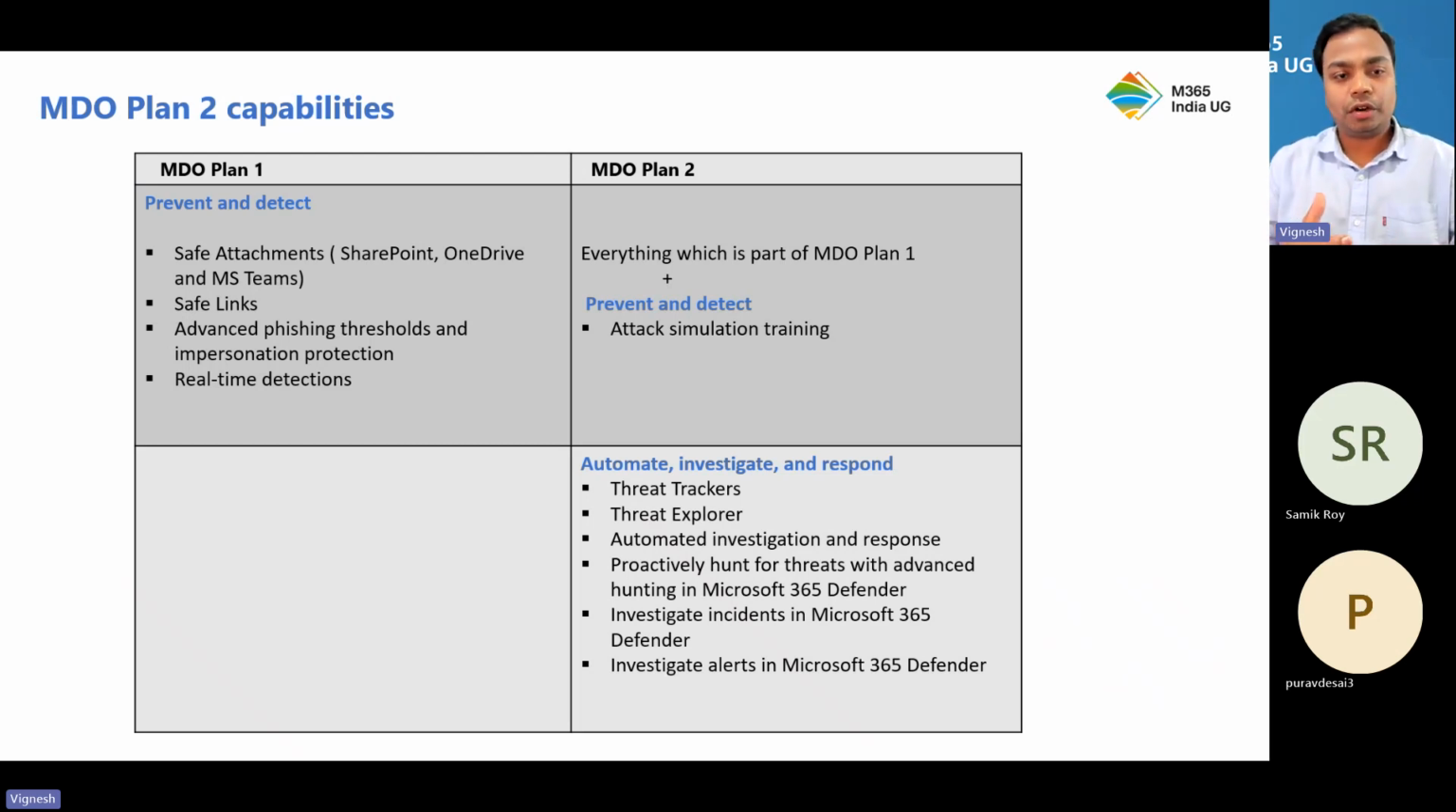So in today's session, we'll be talking about attack simulation training. Then under the automate, investigate, and respond piece, we'll be talking about threat tracker and threat explorer. And in part 3, which is planned 2 weeks from now, we'll be talking about the remaining core capabilities. We felt that it would be too much to talk about all the Plan 2 capabilities in one single session, so we thought it would be more beneficial for the audience to split this into two, so that it's easy for you to digest everything that's been said here.